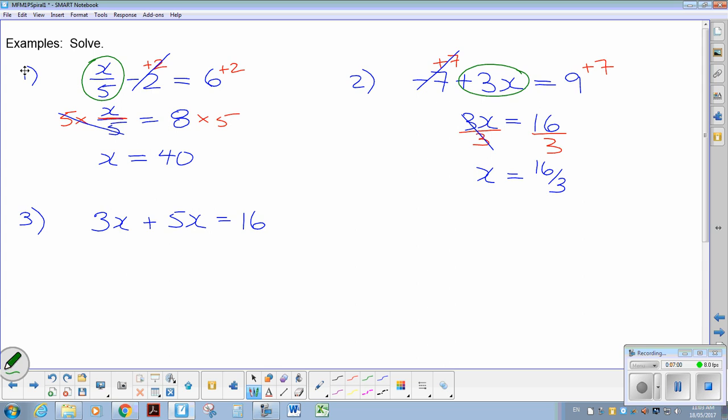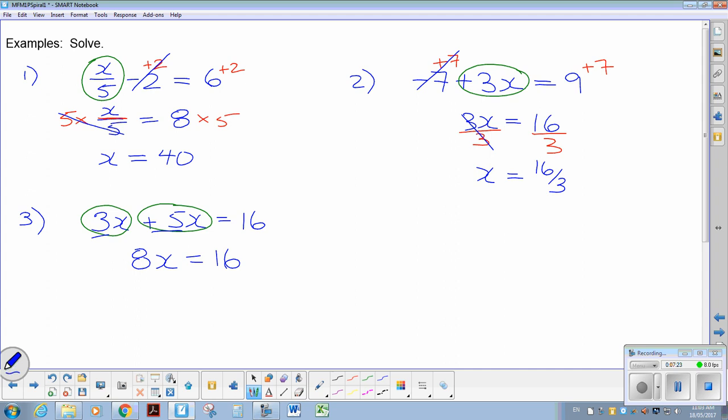So before I said the first thing is circle your x terms. Well, I'm going to have two circles in this case. What that means is that we've got two terms that are like terms. So the question is, how many x's do we really have here? Well, we have 3 plus 5 is 8x equals 16.